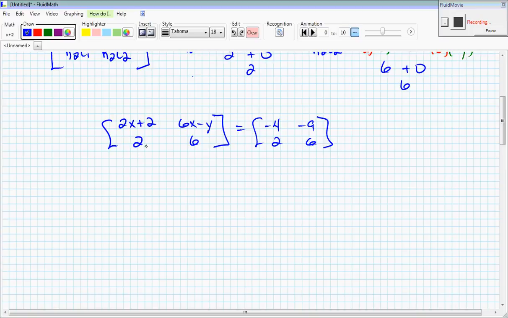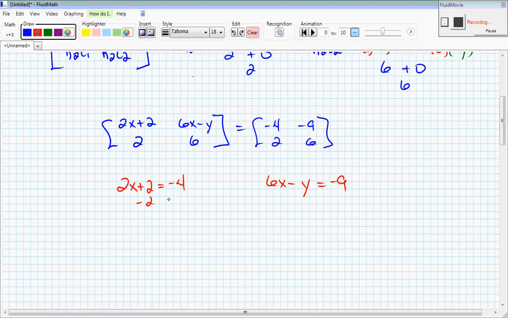This is a really good sign: 2 and 2, and 6 and 6. So now we have equal dimensions. We want to check to make sure corresponding elements are equal, and the bottom row is, so that's good. So now we just have to solve the top row. The top row, 2x plus 2 has to equal -4, and 6x minus y has to equal negative 9.